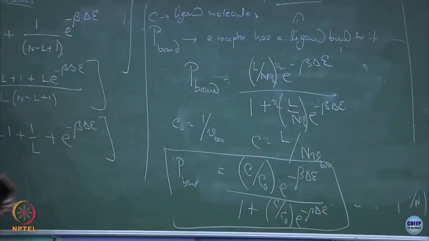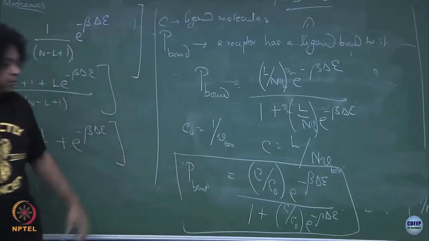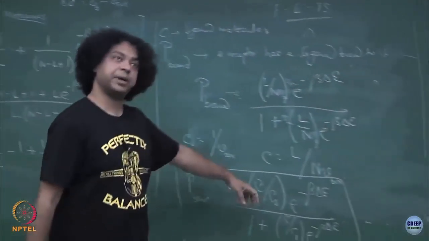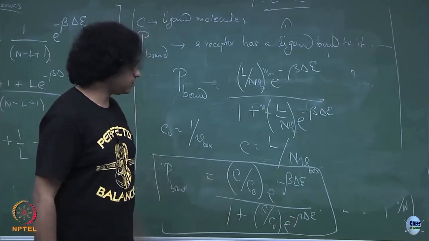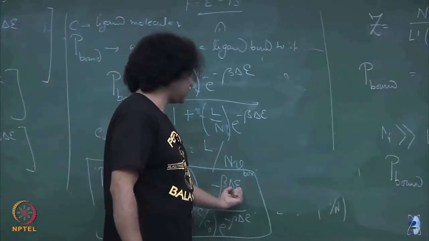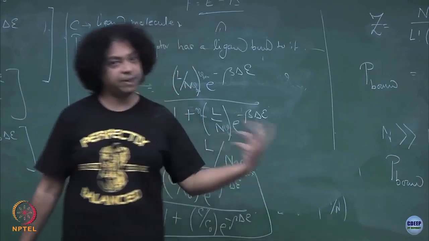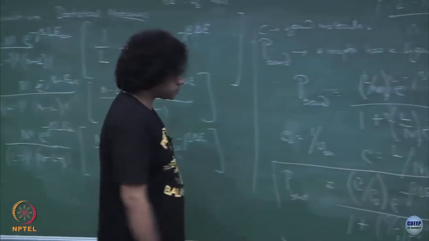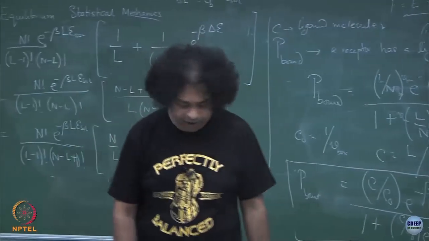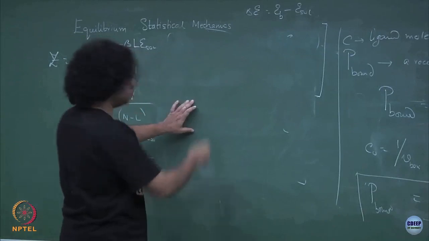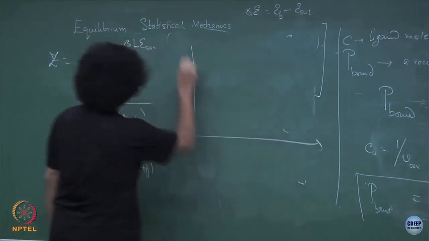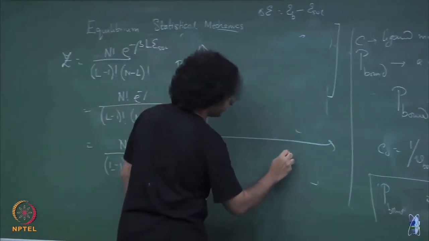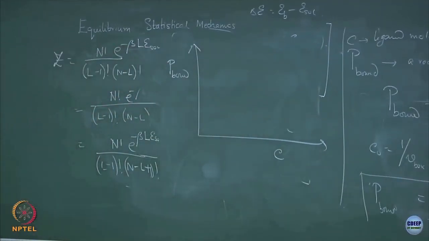So, given a certain concentration of ligands, the probability that you will have a receptor which is bound to a ligand is given by this. It depends on the concentration, of course, but it also depends on how much free energy, how much energy you lower by binding to the receptor molecule, right. So, for example, if I wanted to plot this probability, the probability that a ligand will be bound, this p bound, as a function of the concentration of ligands. Okay.